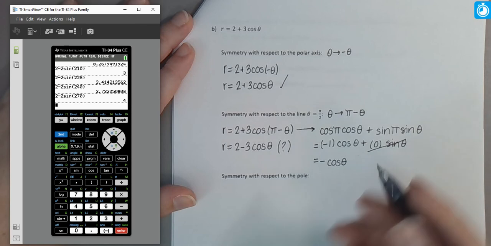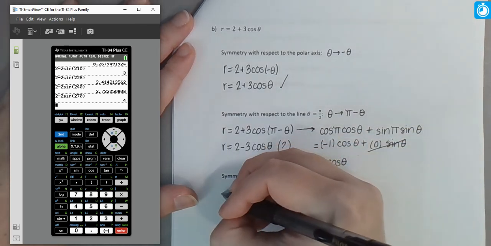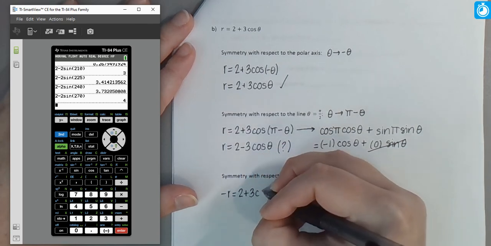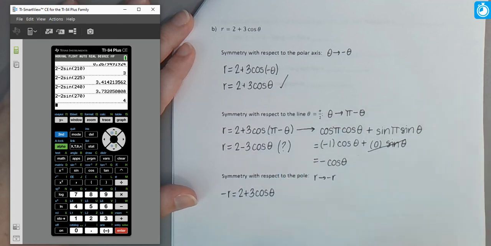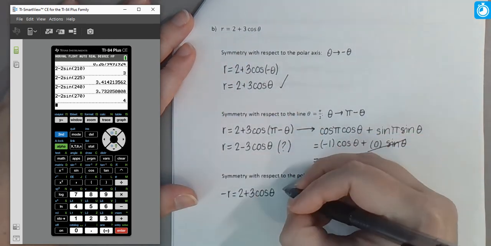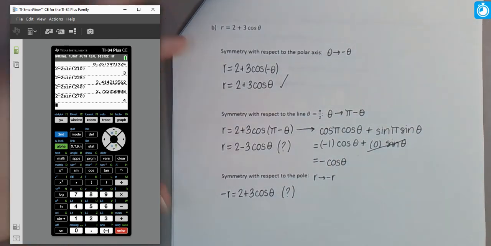And then our last test, with respect to the pole, we're going to take r and replace it with a negative r. So negative r is equal to 2 plus 3 times the cosine of theta. And just like with the previous example, if we divided out that -1, that would make our r positive, but it would also flip the signs over here, which means we wouldn't match the original equation. So this test is also inconclusive. So when we graph this one, we plot points. We're going to have symmetry with respect to the polar axis.